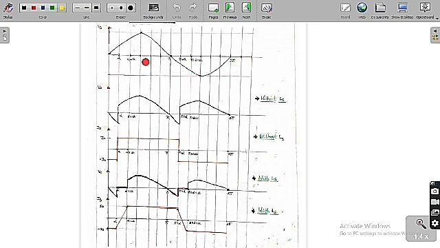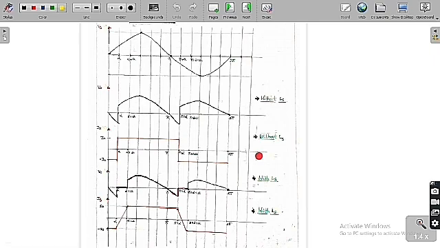Now, without Ls, I am going to draw the graph of the output voltage and the source current. So without the effect of the source inductance, I am trying to draw the graph of the output voltage and also the source current.